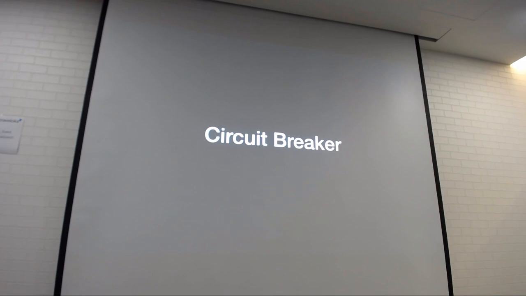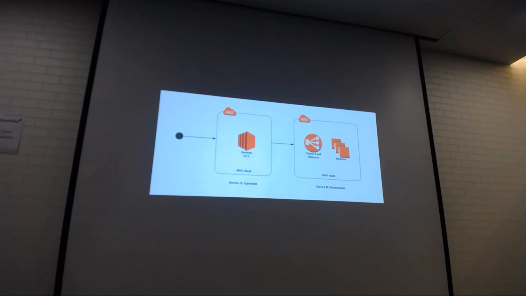So, circuit breaker. Let's take a very simple example. We have two services, service A and service B. As requests from users come in, we have a lot of requests. In service A, just one instance, we process a request and call service B. Service B is behind a load balancer, and there are multiple instances of service B waiting to process the requests.